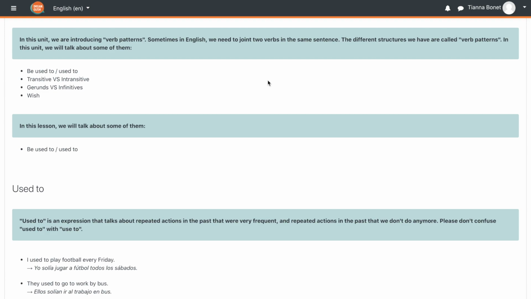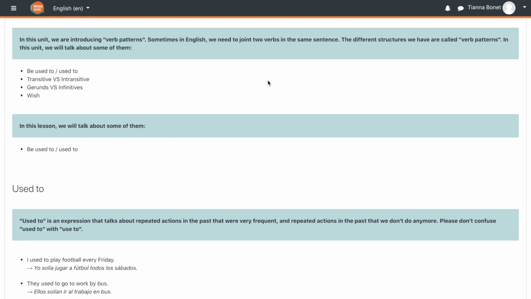The first is be used to, used to. The second, transitive versus intransitive. Third, gerunds versus infinitives. And wish. In this lesson, we will talk about some of them, be used to and used to.